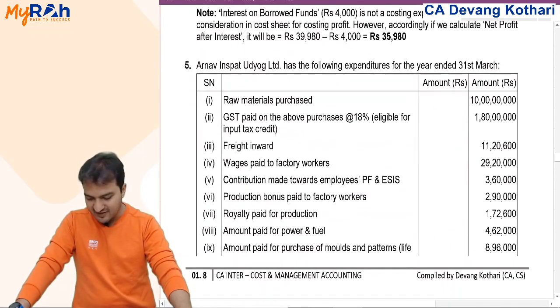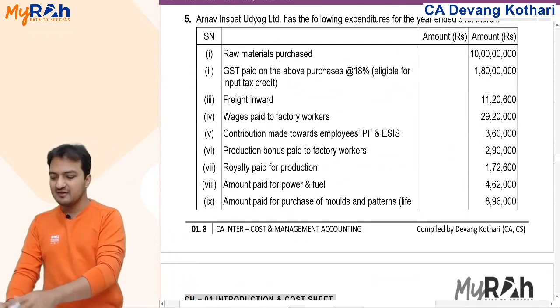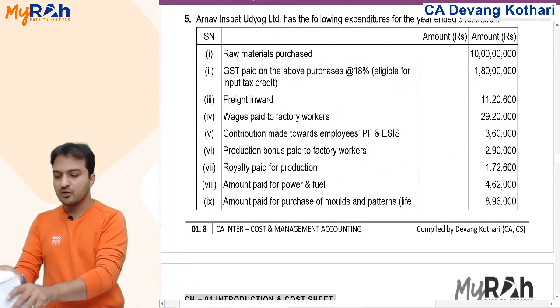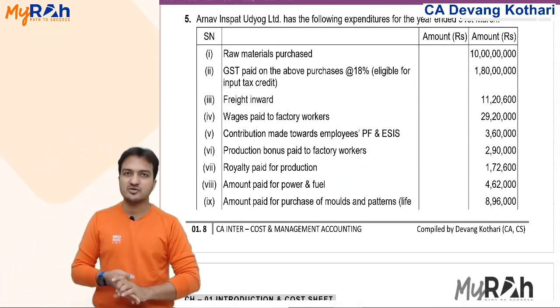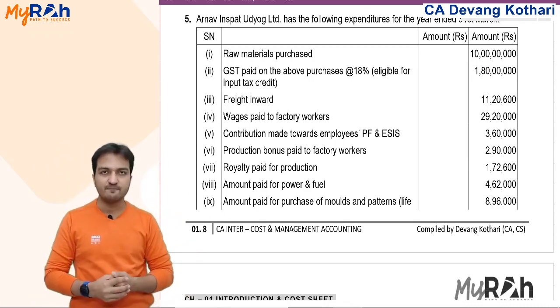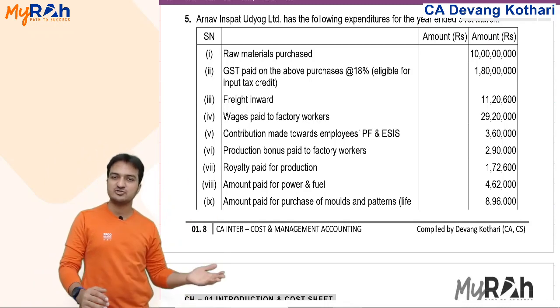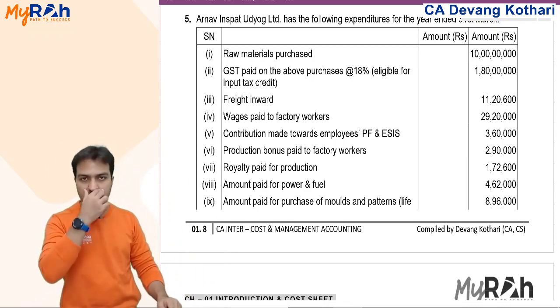But question 5 is similar to question 4 again. Question 5 is a more detailed version of question 4. Question 5 I will discuss right now. Question 5 is just like home assignment question 4, also like classwork question 4. Again, you are given various examples of cost. You need to decide which cost falls under which category in the cost sheet.